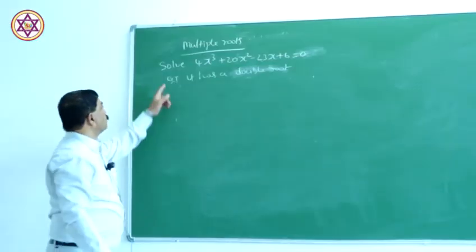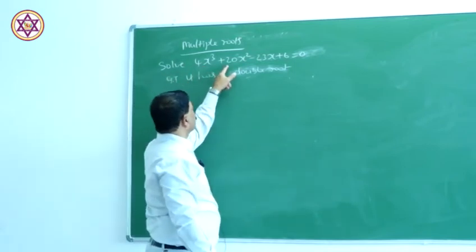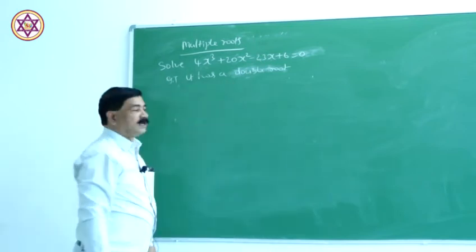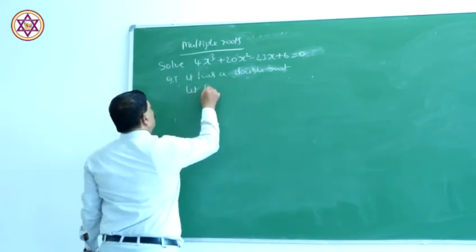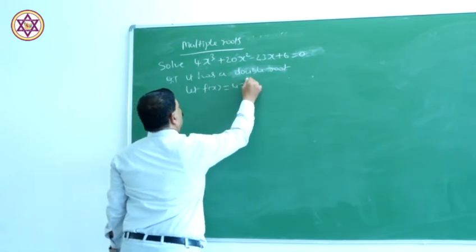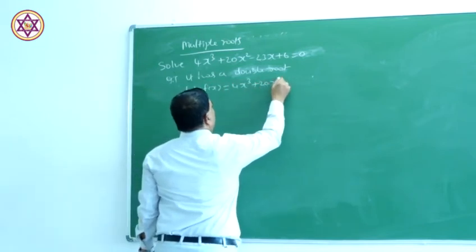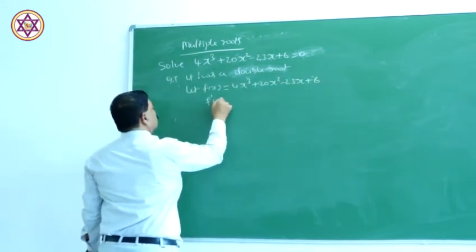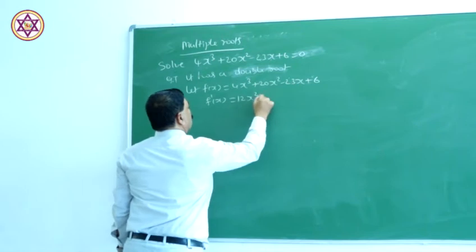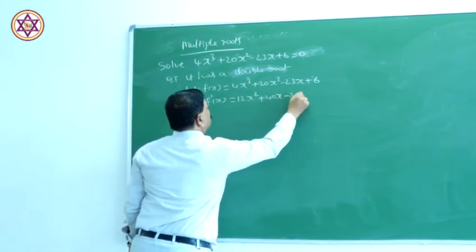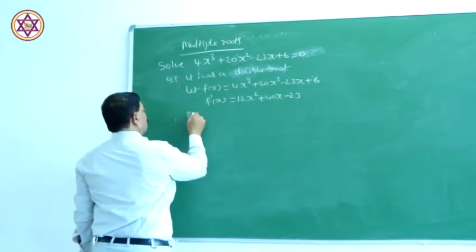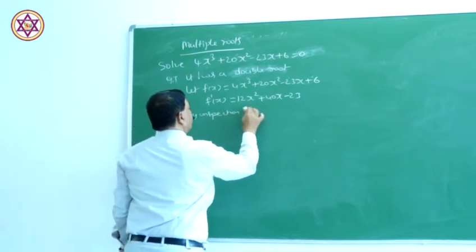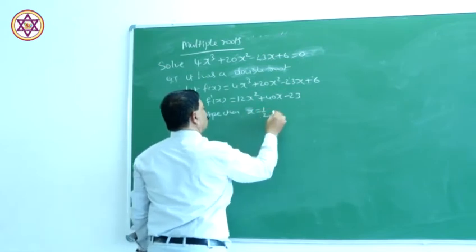That is all. So, solve 4x cubed plus 20x squared minus 23x plus 6 is equal to 0, given that it has a double root. Let f of x is equal to 4x cubed plus 20x squared minus 23x plus 6. So f dash of x is 12x squared plus 40x minus 23. By inspection, x is equal to half.